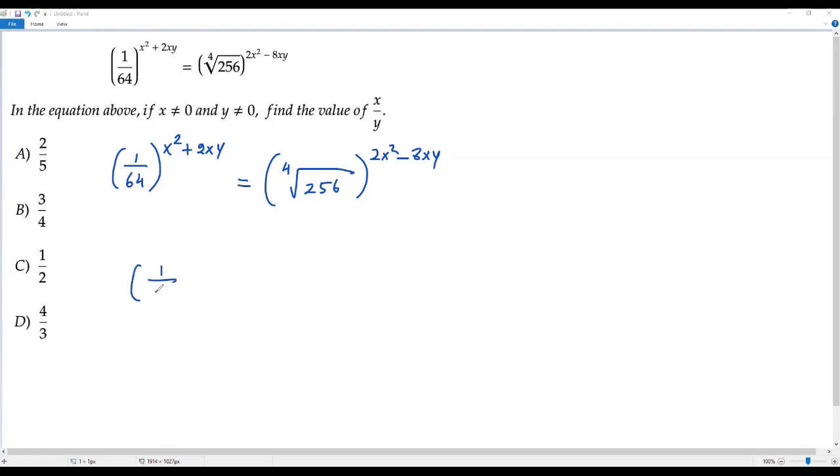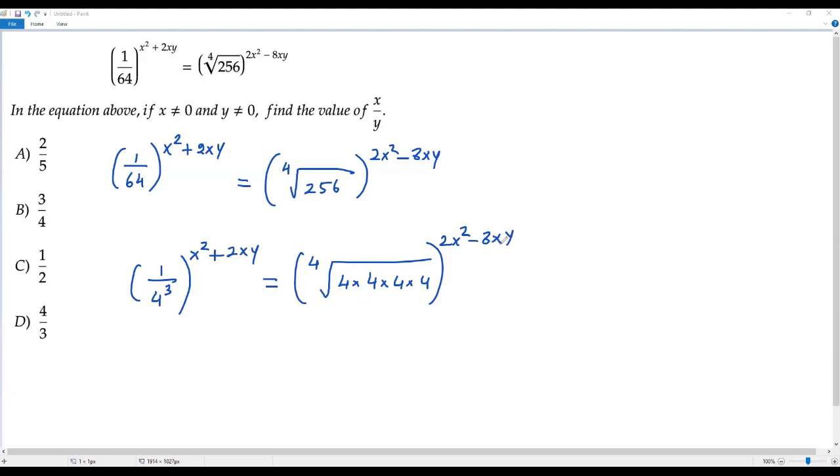That is 1 over 4 to the third power whole to the power of x square positive 2 times x times y. And here we have 4th root of 256, and so 256 can be written as 4 times 4 times 4 times 4, because 4 times 4 is 16. Here 4 times 4 is 16, and when we multiply 16 and 16, I'm getting 256, whole to the power of 2x square negative 8xy.